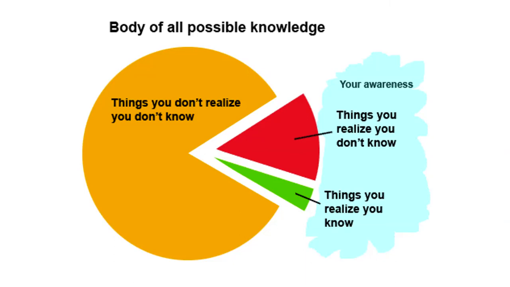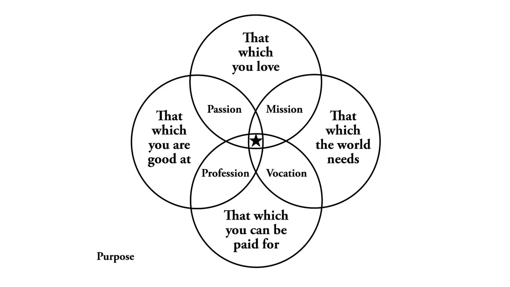So a pie chart is one item you might include in your report. A Venn diagram is another. This is the purpose-driven Venn diagram. It has 4 circles: passion, mission, vocation, and profession. And where those 4 intersect, you see that star.